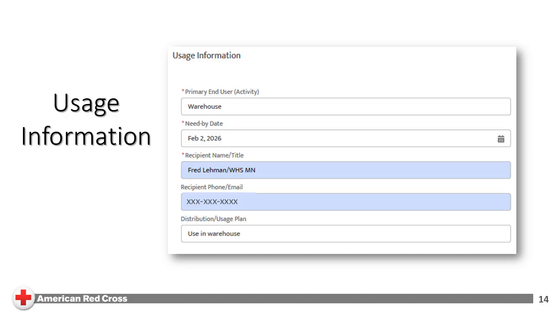Recipient name, title. Enter the POC from the 6409 along with their title on the disaster response operation. This is who is receiving the donation. Recipient phone, email. Enter recipient phone and email if known, not a required field. Distribution usage plan. Enter plan if known, not a required field.